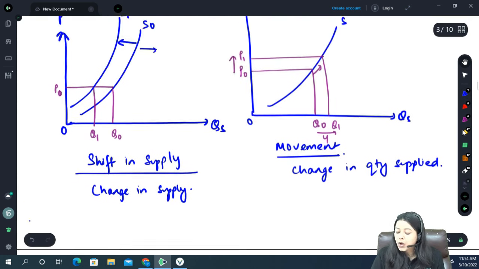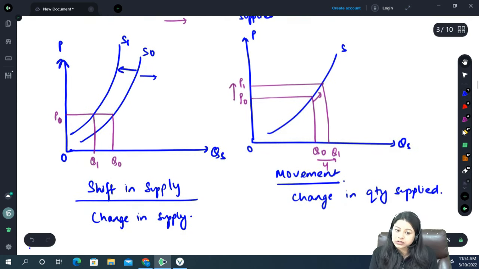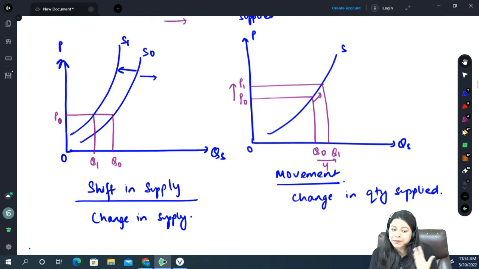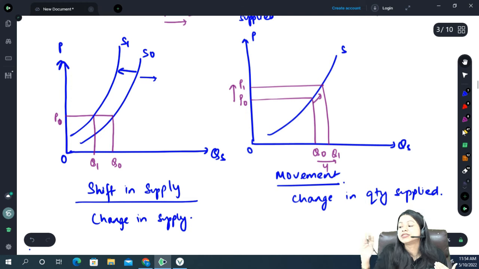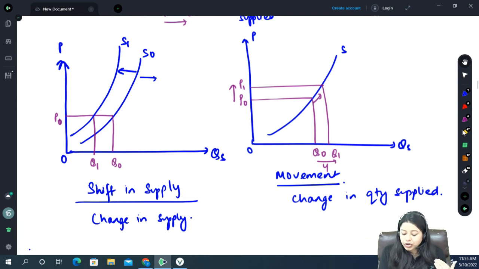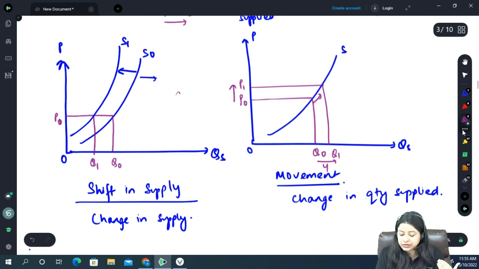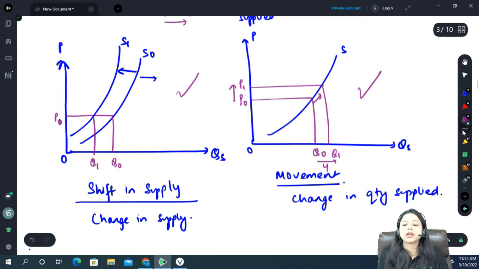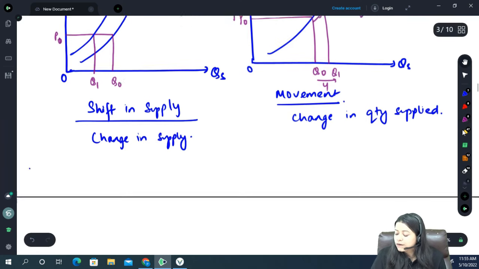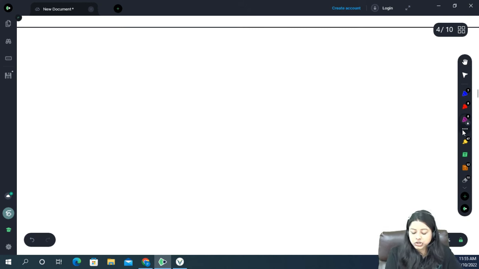Okay. So now we have done the shift in the supply curve, which happens because of determinants other than price. In your first curve, the price was not changing; something other than price was changing, keeping other things constant. And in this case, price is changing, keeping other things constant. Now we'll talk about the supply equation quickly.